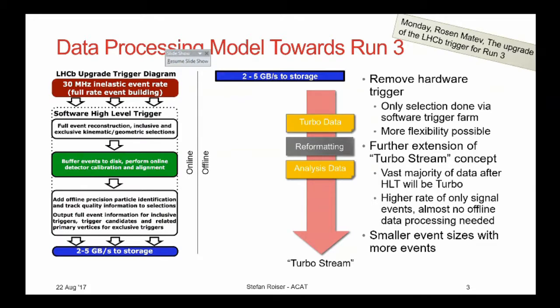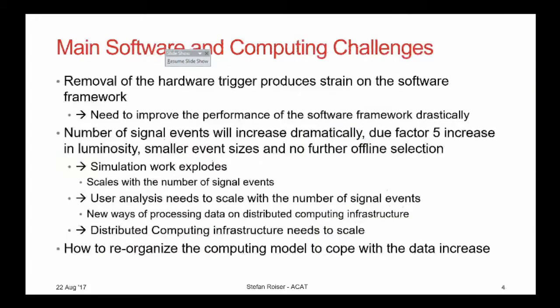So the turbo stream is also something that was explained yesterday by Rosen. The turbo data is much smaller than the raw data, because we have the possibility to only store the signal information, or if we want to, also the reconstruction information or anything in between. So if you're interested in this, please look at Rosen's talk from yesterday. So consequences for Run 3.